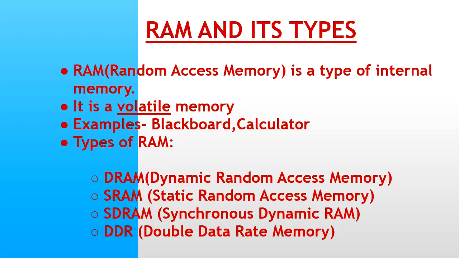RAM stands for Random Access Memory. It is a type of internal memory. Whatever data and instructions we enter into the computer, it goes into RAM and remains there as long as we are working on an application. It is not stored permanently. The moment the computer is switched off, the data and instructions are lost. Therefore, it is also known as volatile memory.